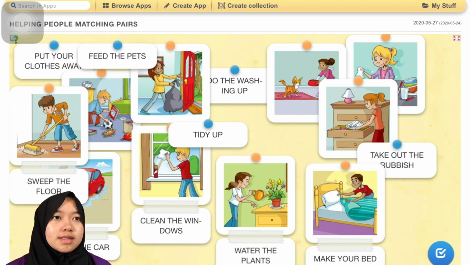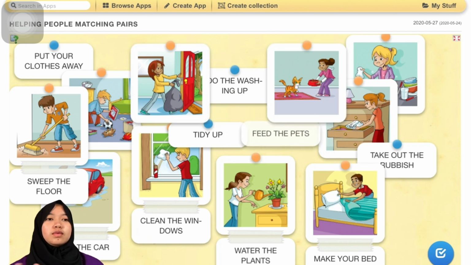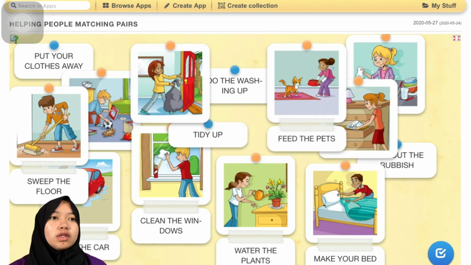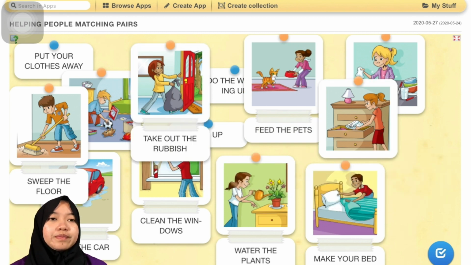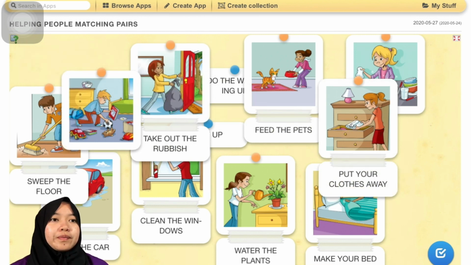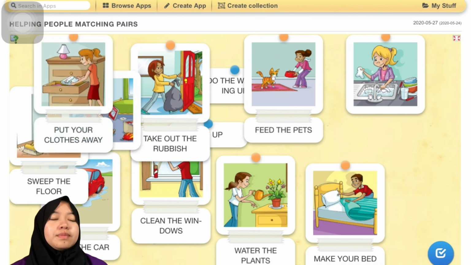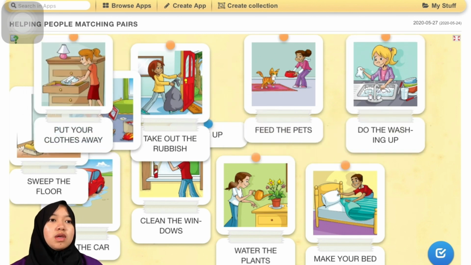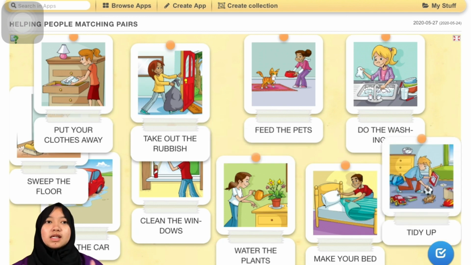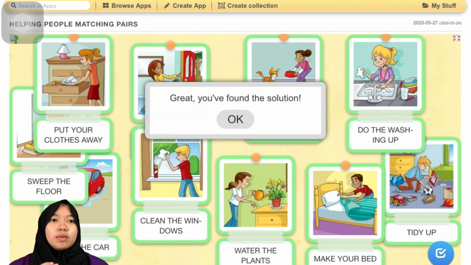And then next, feed the pets. Okay. Yaps. Right. And then take out the rubbish. Yep. Put your clothes away. Yaps. Do the washing up. Good. And next, let's maybe tidy up. Okay. Good job. Okay. Thank you.